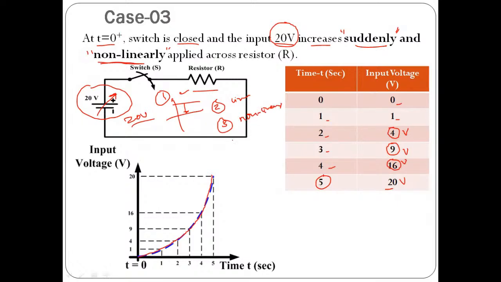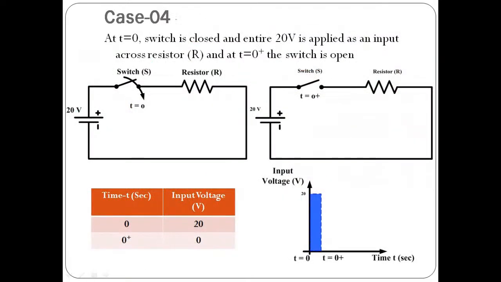Then what will be case number 4? Is there any possibility to provide this 20 volt input to this particular resistor? Yes, there will be case number 4. And in this case, what we need to do, at t equals to 0, the switch is closed. The entire 20 volt is applied as an input to the resistor. And the very next moment, that is t equals to 0 plus, we will open the switch.